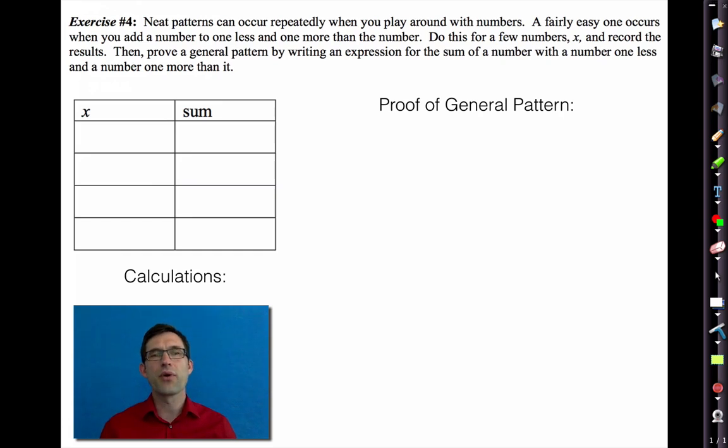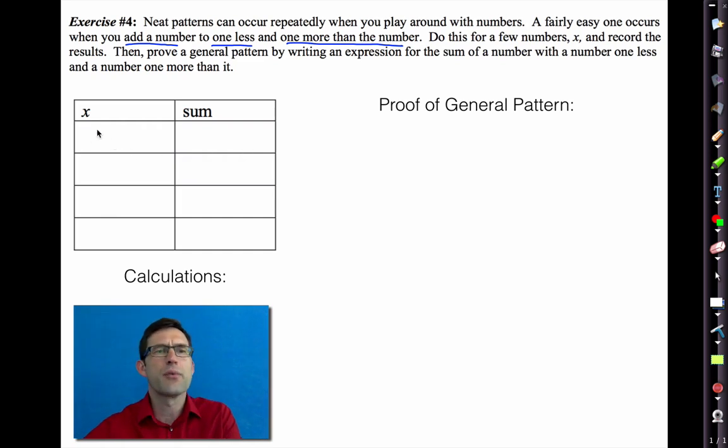All right, the last problem, we're just going to play around with a pattern again, see if we can see some structure in a problem, a little pattern coming out that we might be able to prove algebraically. Exercise 4. Neat patterns can occur repeatedly when you play around with numbers. A fairly easy one occurs when you add a number to one less and one more than the number.